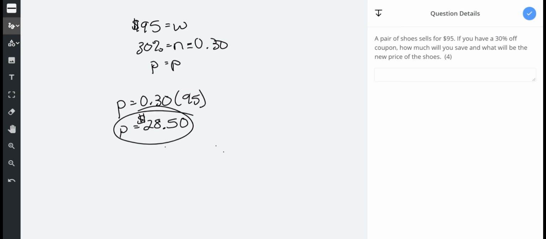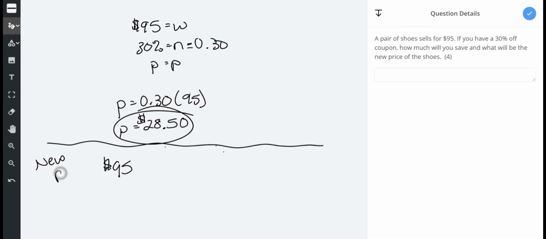All right, next part of it says, what will the new price of the shoes be? Or what's the new price of the shoes? We're going to take the $95. Let me label this. I'm going to take the $95 and subtract $28.50 from it.